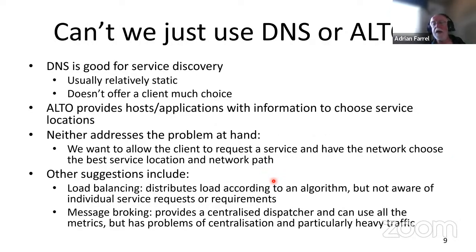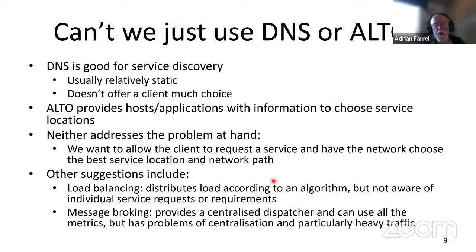So questions that we've seen kicking around the IETF recently have been, can't we just use existing tools, of which DNS and Alto have been high up the list of topics discussed. And DNS is pretty good. DNS is really good for service discovery. It's usually relatively static. I mean, services come and go, but they come and go fairly slowly. And in fact, if a service is flapping, you'd hope that DNS would damp that flapping out so that you got a fairly stable answer when you went to DNS and said, who should I target? And typically DNS doesn't offer the client much choice. DNS is something where the client says, who should I talk to for this service? And DNS comes back with an answer.